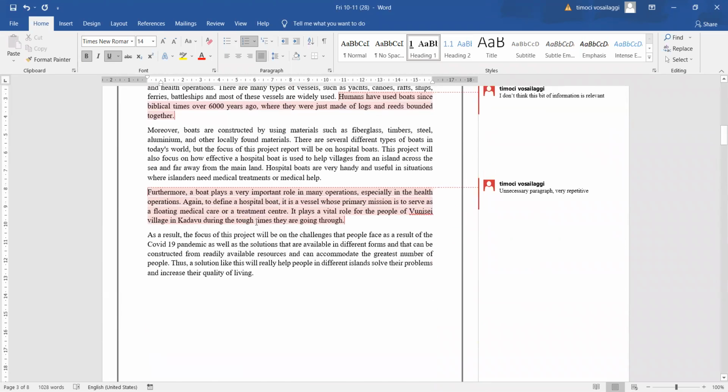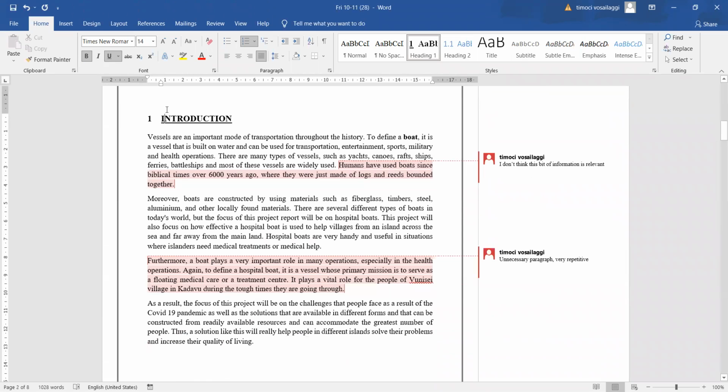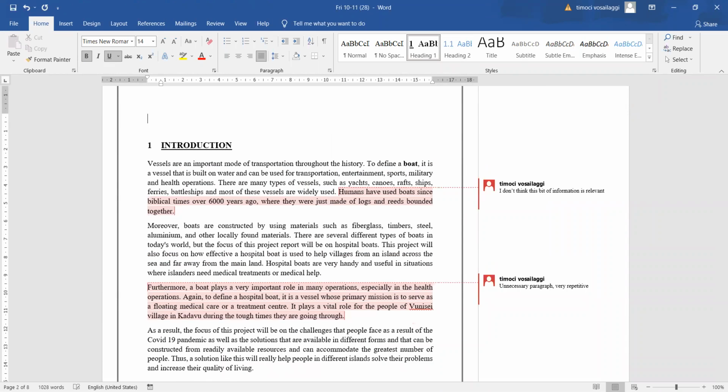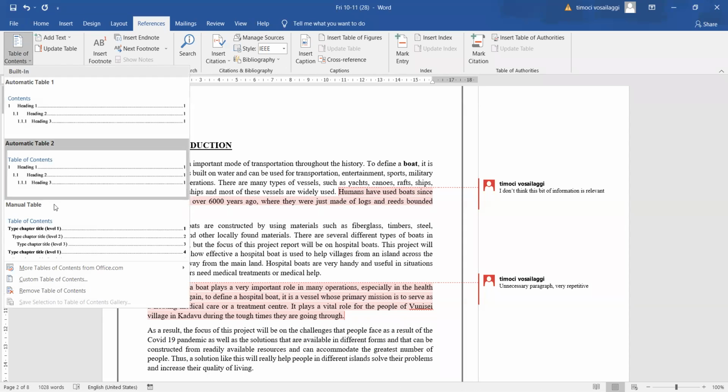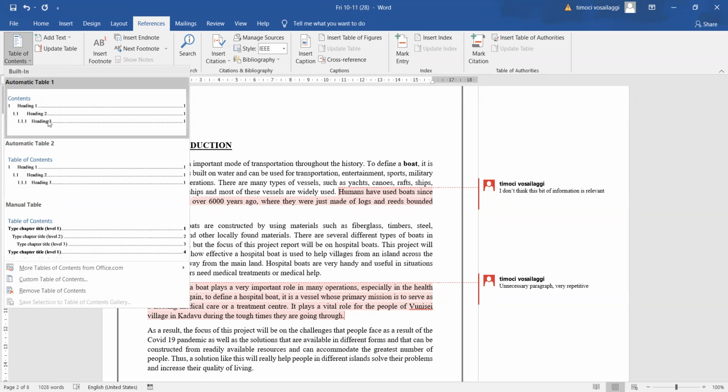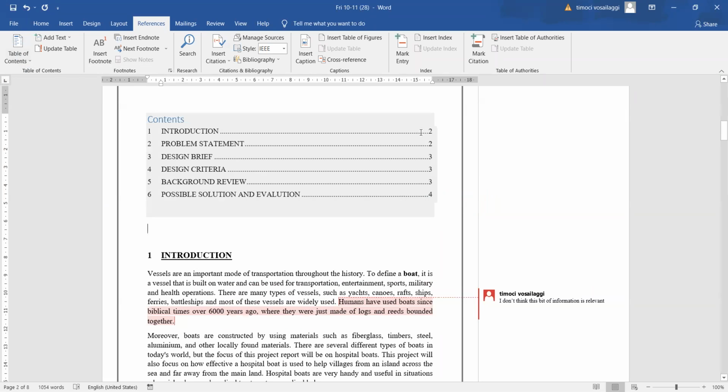And when you're putting in your table of contents, we can just go to References, Table of Contents, and it'll give you the formats, already putting the headings in the table of contents as well as the page numbers. So it automatically generates a table of contents.